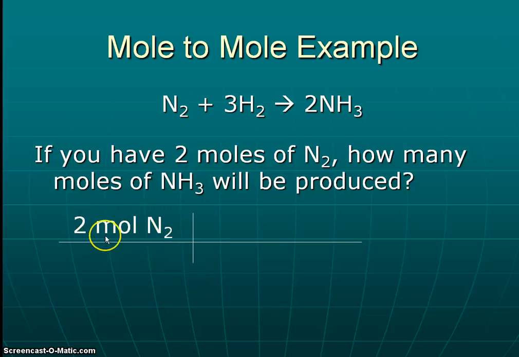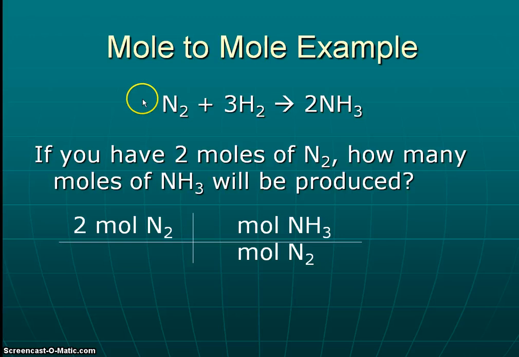Then what you're going to do is take this unit, not the 2, but just the unit moles of N2, and pull it down diagonal. And what you're going to put on top is the moles of what you're looking for. So in this case, NH3. This is called the mole-to-mole ratio. So what we're going to do is switch over from information about N2 to information about NH3. These numbers right here are going to come from the coefficients from your balanced reaction.